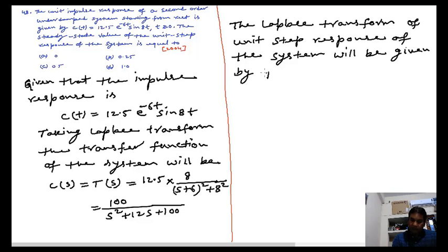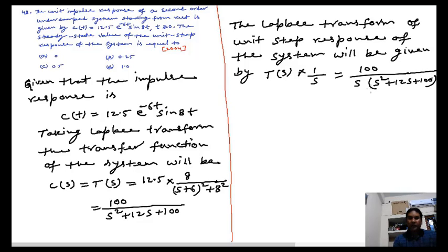Ts multiplied by, Ts is the transfer function, that is 100 divided by s square plus 12s plus 100. So Ts multiplied by the Laplace transform of the unit step input, and that is 1 by s. So finally we will get 100 divided by s into s square plus 12s plus 100. This will be the Laplace transform of the unit step response.